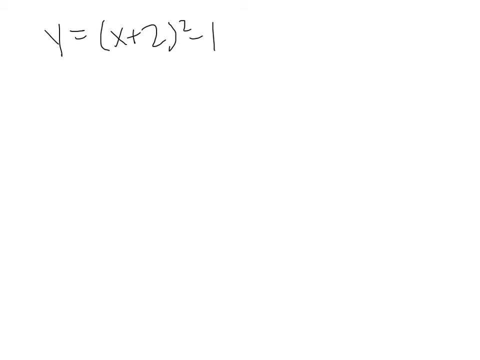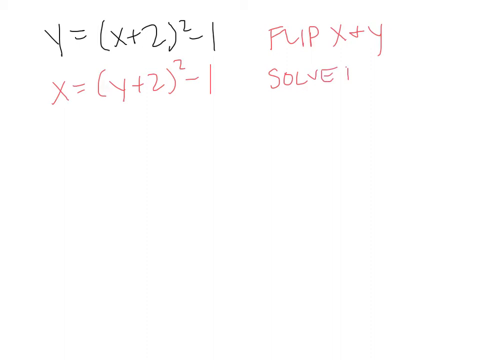So for the function y equals (x plus 2) squared minus 1, this one's a little bit trickier to actually find the inverse of algebraically. We're going to start out, though, by flipping x and y, just like before. So then we would have x equals (y plus 2) squared minus 1. Now remember, we need to solve for y. We want to get y by itself. So we need to isolate y.